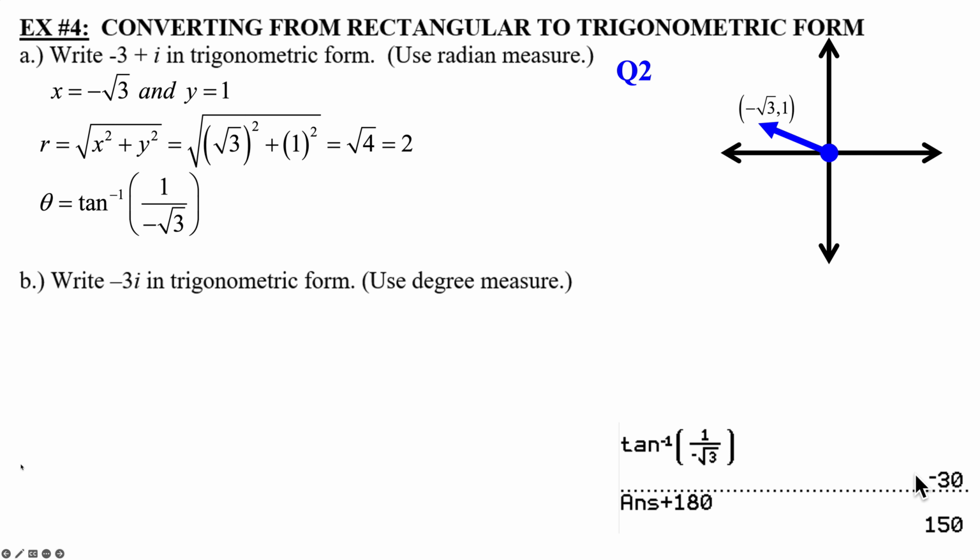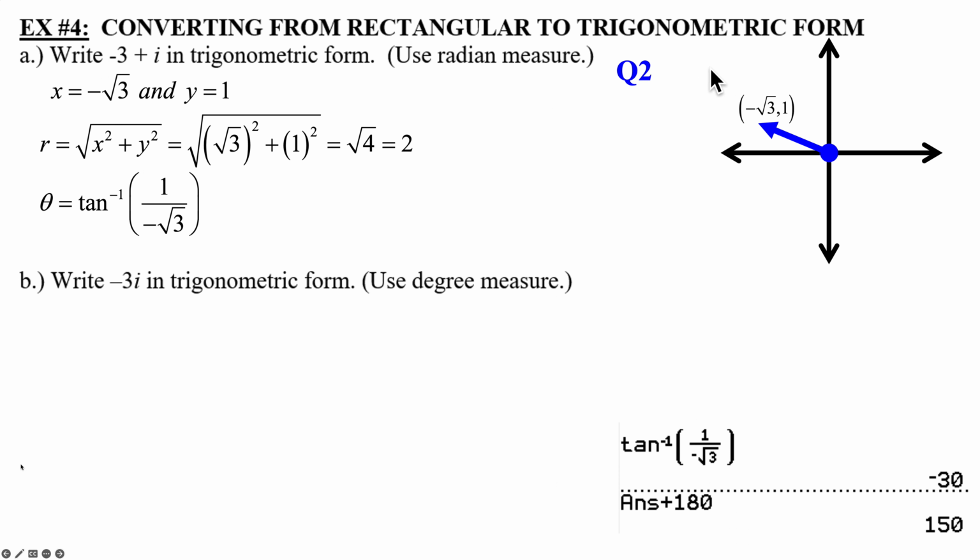Remember, we talked about inverse trig functions. When the argument is positive, we're all up in quadrant 1. But when my inverse tangent has a negative argument, I'm down in quadrant 4. So that's this negative 30 degrees. But to get to quadrant 2, I add 180 degrees to that. So, yes, the inverse tangent is a negative 30 degrees, but my theta is 150 degrees.